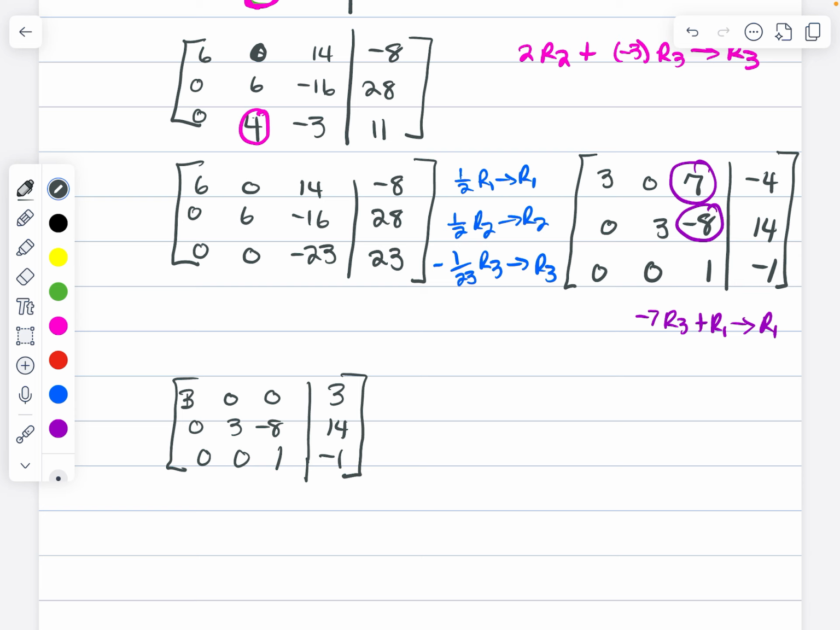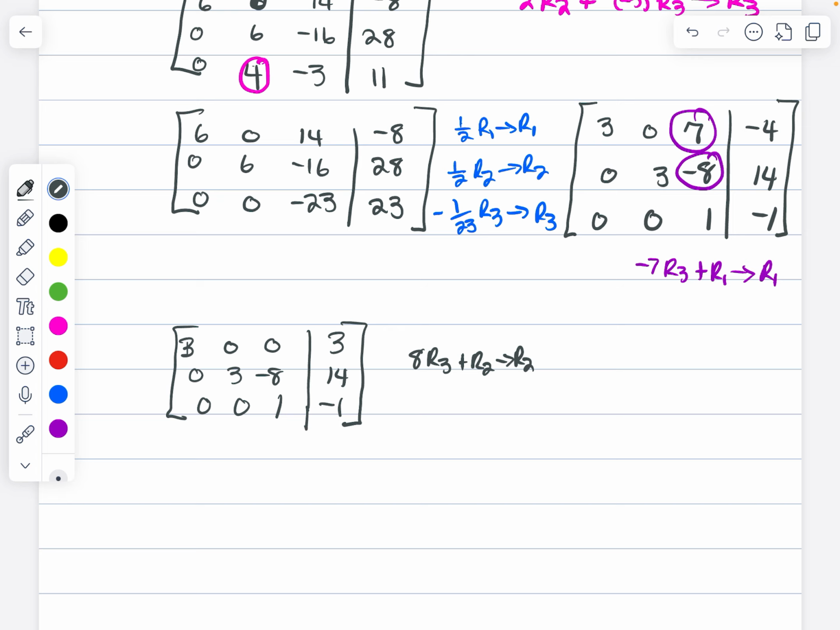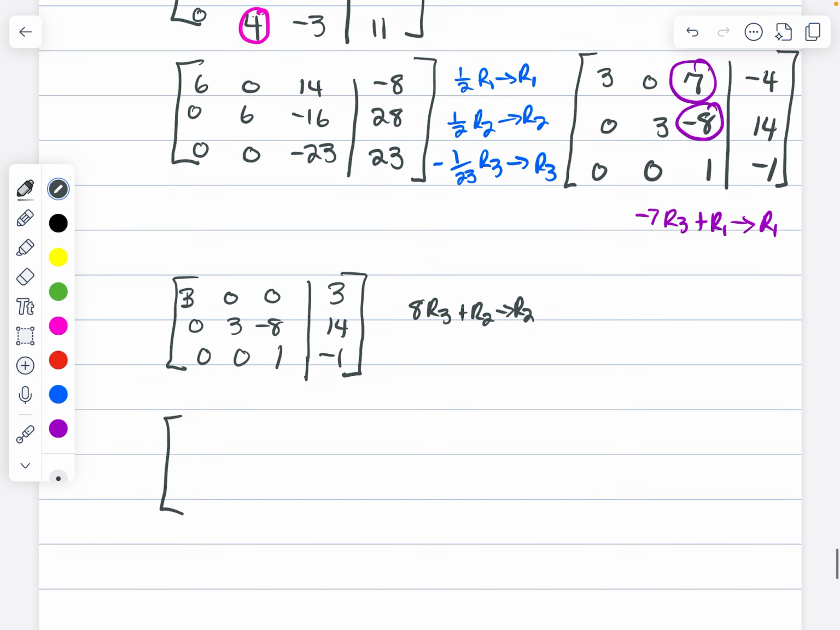Now we need to take care of the negative 8. So we're going to multiply 8 times row 3, add it to row 2, and replace it in row 2. And so we have now 3, 0, 0, 3. Now 0, 3, 0, 6, 0, 0, 1, negative 1.